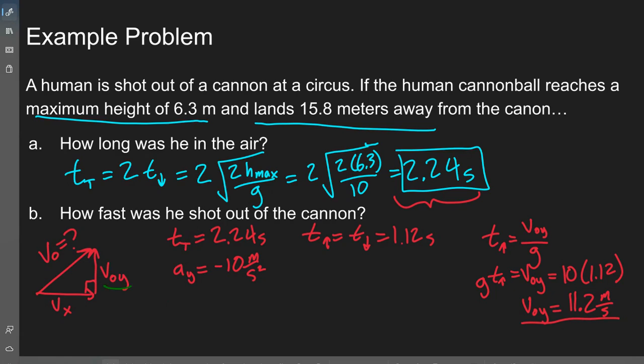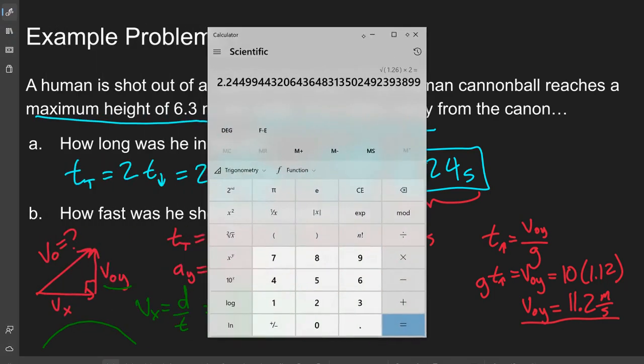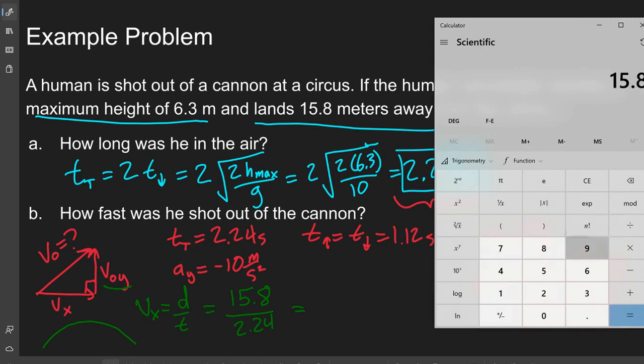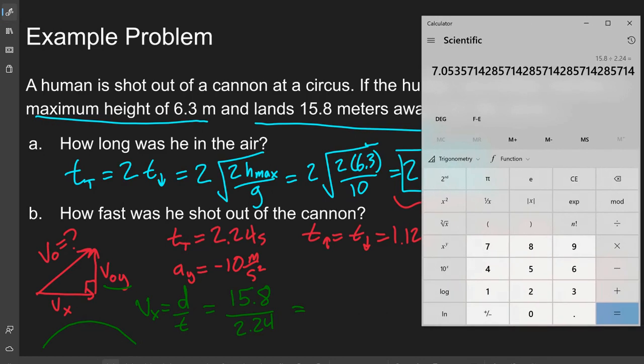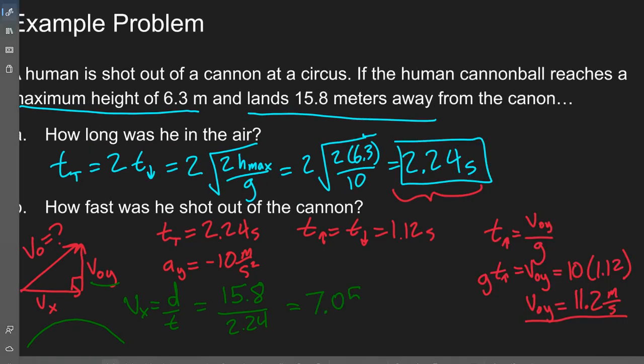So we got v naught y. Great. Now we need to get v in the x-axis. Well, what's the definition of velocity? Velocity is displacement over time. We have our displacement. It tells us it's 15.8 meters. We have the amount of time that it took to go the entire path of the cannon. That was 2.24 seconds. So 15.8 divided by 2.24 gives us 7.05 meters per second.